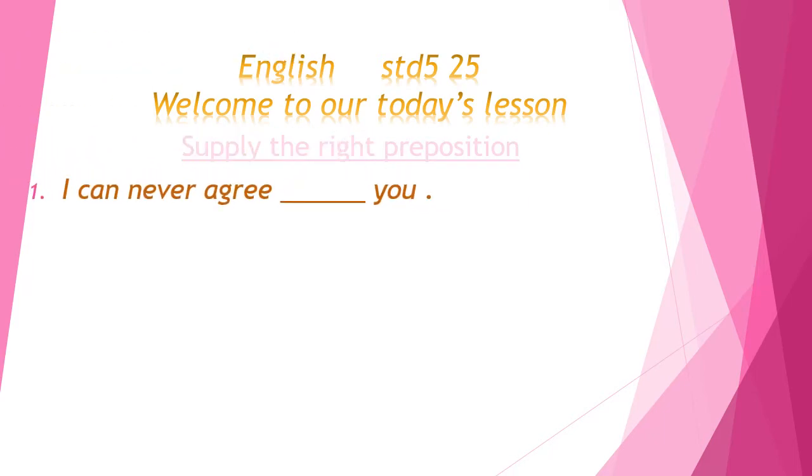The first one: I can never agree dash you. Plus five, we have the verb agree. Agree takes the preposition with or to. But at the end we have the pronoun you, so you refers to a person. We say we can never agree with you, but we can never agree to something or to what you have said. So we say, I can never agree with you.